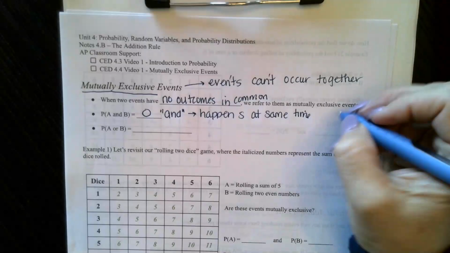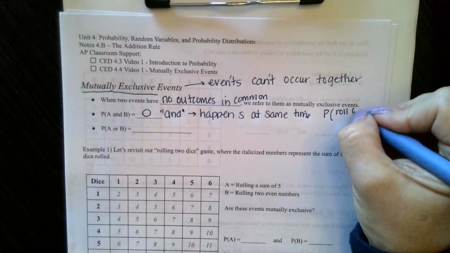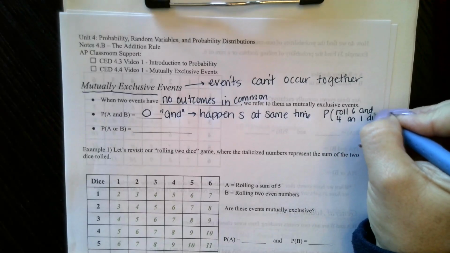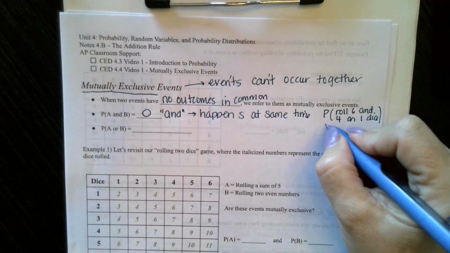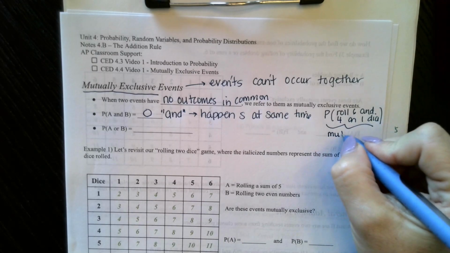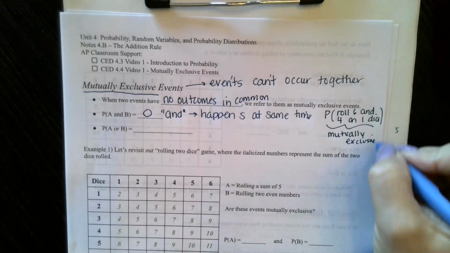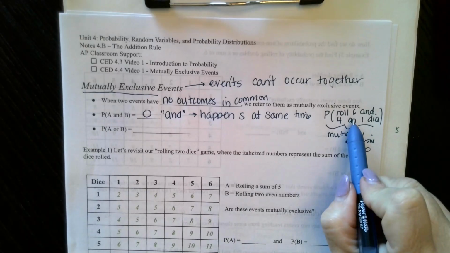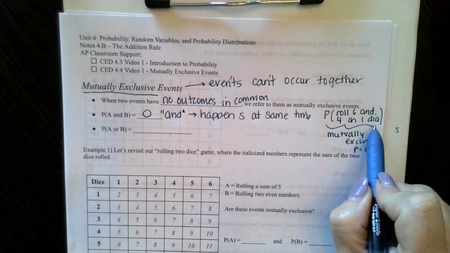Okay, so for example, if I said the probability of rolling a 6 and a 4 on one dice, well, I can roll a 6 and I can roll a 4, but I can't roll them at the same time, not on one dice in one roll. So these would be mutually exclusive, and we would say that our probability on this is going to be 0. I can't do both. Now, I could roll a 6 and then roll it again and roll a 4, but I can't roll a 6 and a 4 on one roll.